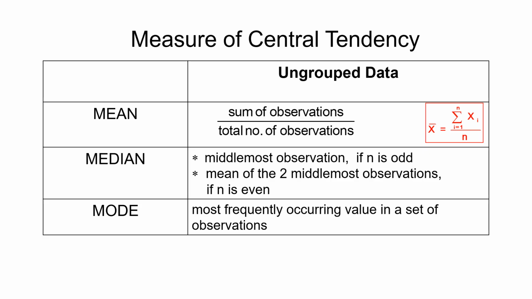As a review, measures of central tendency are the mean, median, and mode. The mean, which is the average, is used to describe and summarize ratio data. The median, which is the middlemost observation, is used to describe and summarize quantitative ordinal, interval data, and skewed numerical data. The mode, which is the most frequently occurring value in a set of observations, is used to describe interval and ratio data.